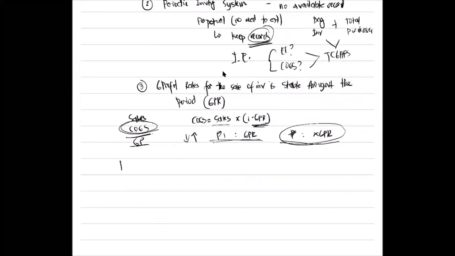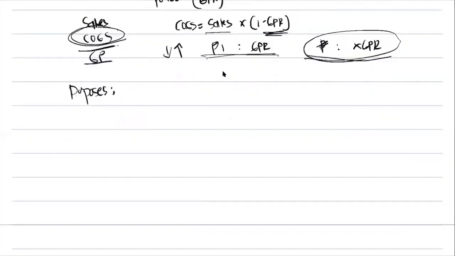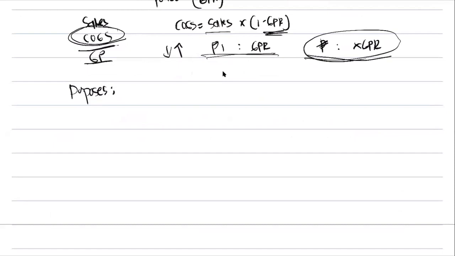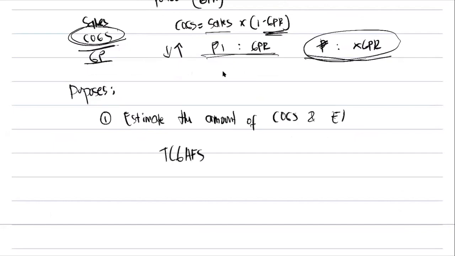So what are the purposes of inventory estimation? First, it is used to estimate the amount of cost of goods sold and ending inventory. Take note, this is the main purpose. From your total cost of goods available for sale, we need to split that as part of your cost of goods sold and as part of your ending inventory.